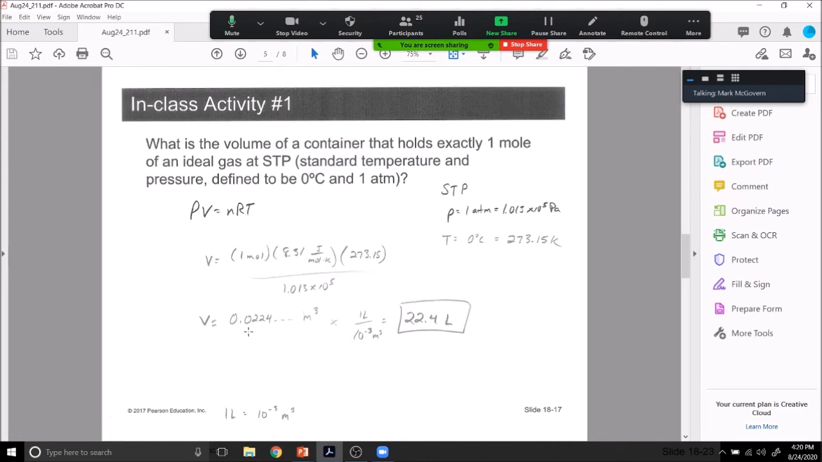But let's do liters there. Remember, the conversion is you multiply by 1,000 to get to liters. So 22.4 liters. If you have 22.4 liters, that's your container. You've got a mole of that gas, your temperature is 0 C, and you're going to have atmospheric pressure. Okay. Fantastic.